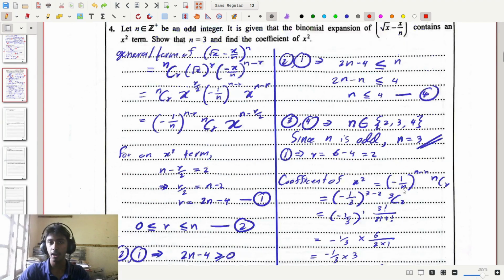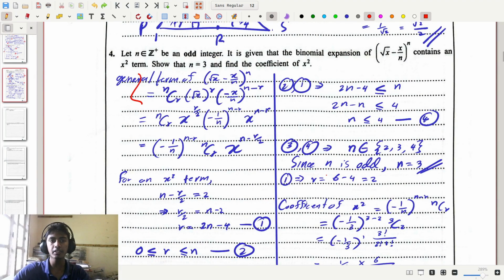Finally, if we consider the marks given here, for finding the general term and substituting into the binomial expansion and getting into this expression here, you get 5 marks. Now this 5 marks doesn't mean that you can directly write this expression here. You need to substitute directly into the binomial expansion first and then simplify.